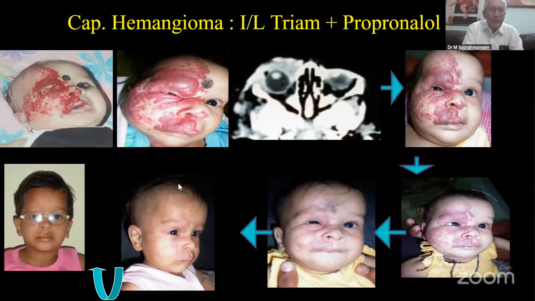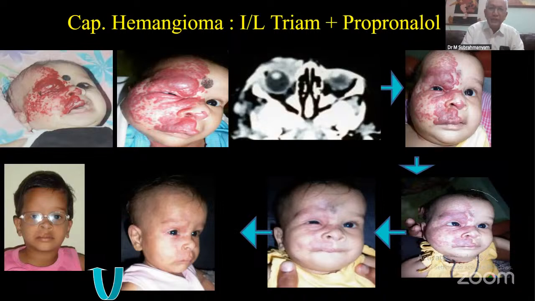How do you manage a capillary hemangioma? If the capillary hemangioma is small and is not causing obstruction to the pupil, the old teaching was to leave it like that. But as you are aware, this can cause astigmatism and can cause amblyopia. So a better way of treating it is either with topical timolol application or, with the help of a pediatrician, you can put the child on propranolol.